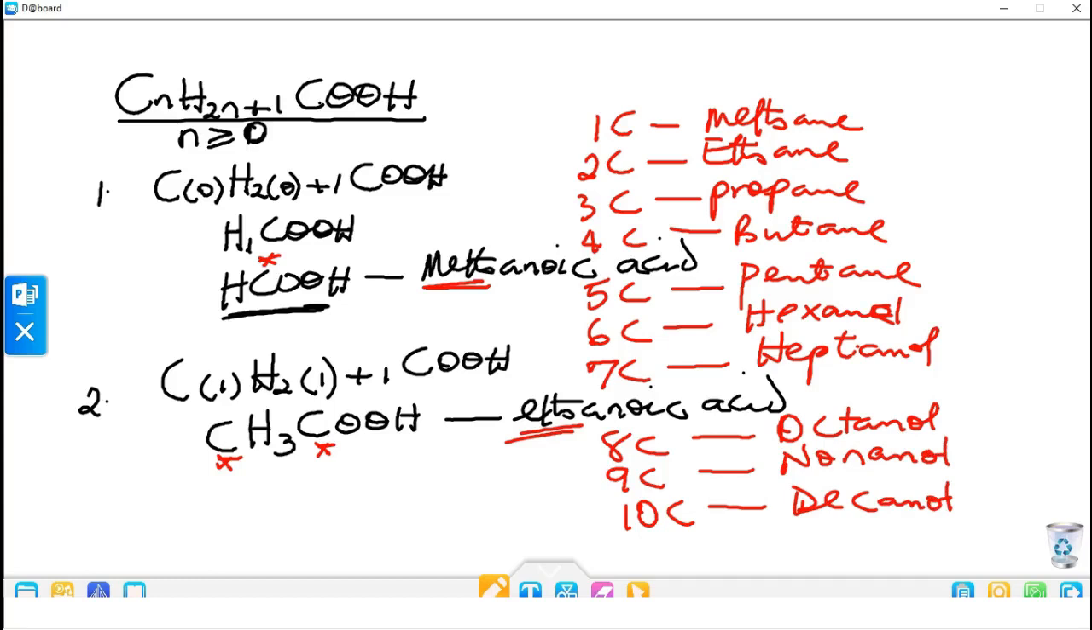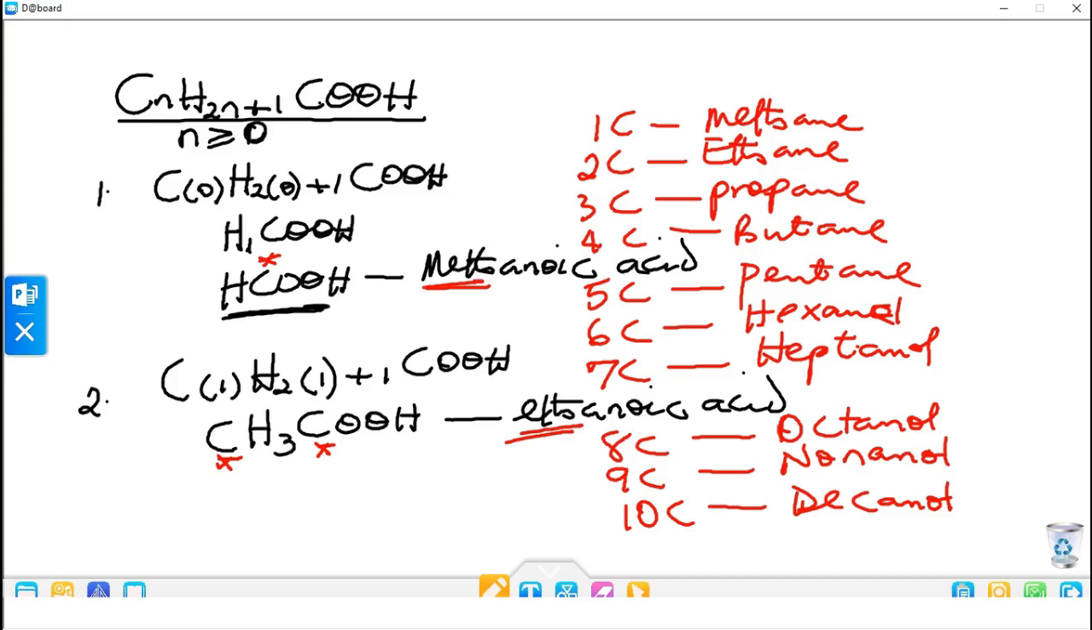5 carbon atoms is pent, 7 carbon atoms is hept, 6 carbon atoms is hex, 3 carbon atoms is prop, 8 carbon atoms is oct, 1 carbon atom is meth, and it continues that way. Those are the prefixes so that we get to understand how to name these hydrocarbons.